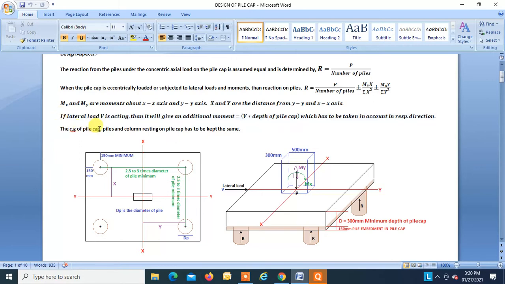The CG of the pile cap, piles and column resting on the pile cap has to be kept in the same line. That is, the resultant CG of these four piles, the pile cap and the column should be one. They should be in the same line. Then only this assumption is valid, that the load is distributed equally on all piles, right?